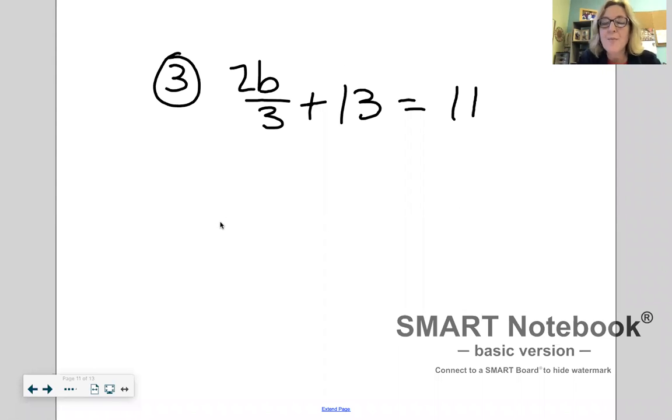All right, here's the third problem. 2b divided by 3 plus 13 equals 11. Again, that 2b divided by 3 could be thought of as 2/3 times b. 2/3 is the coefficient then. Give that one a try and then come back.